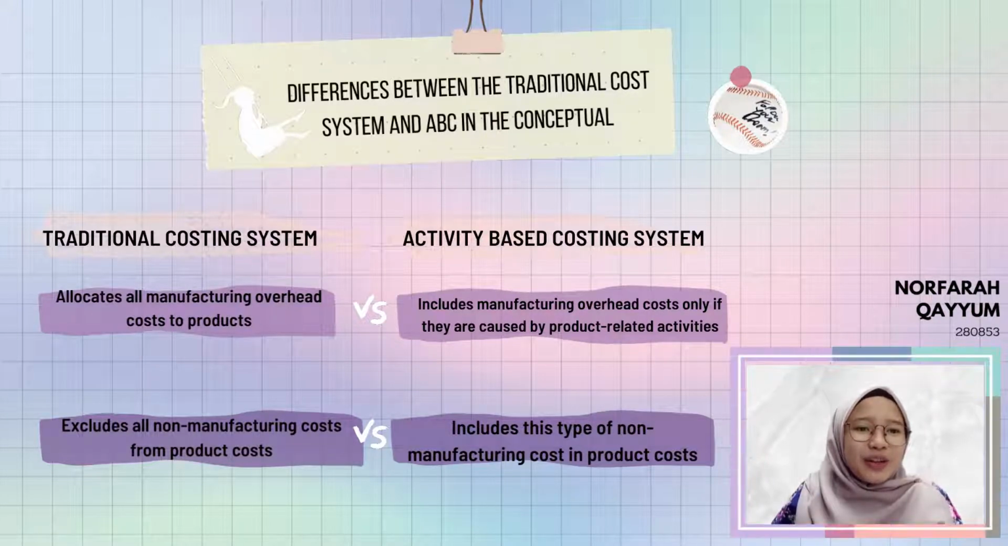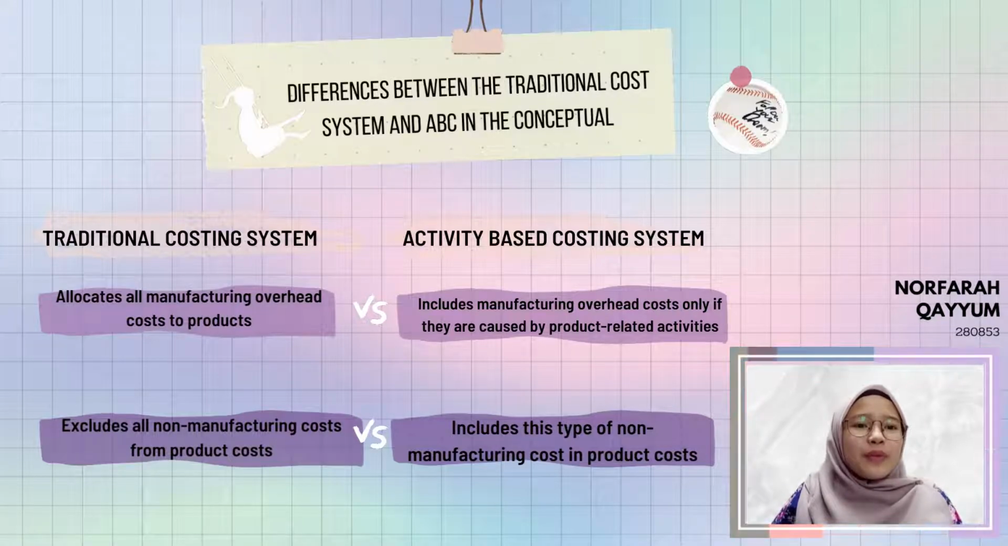Second, the traditional cost system excludes all non-manufacturing costs from product cost, even though some of these non-manufacturing costs are presumed to be caused by the product. For example, the cost of office supplies and office equipment depreciation are reported as a period expense under the traditional cost system.